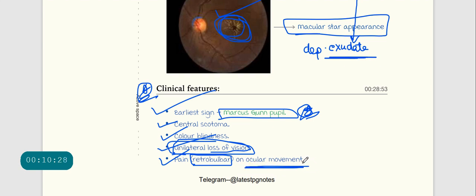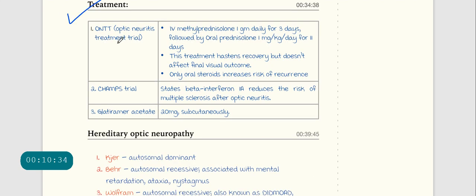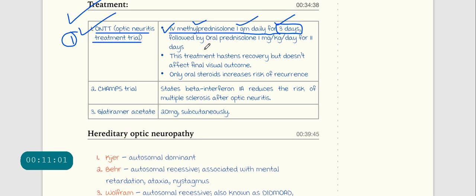Now what is the treatment of this? Very simple: the Optic Neuritis Treatment Trial is used in the first stage. Firstly you give IV methylprednisolone 1 gram daily for 3 days. You also have to give oral prednisolone 1 milligram per kg per day, and this is for 11 days, students, 11 days.